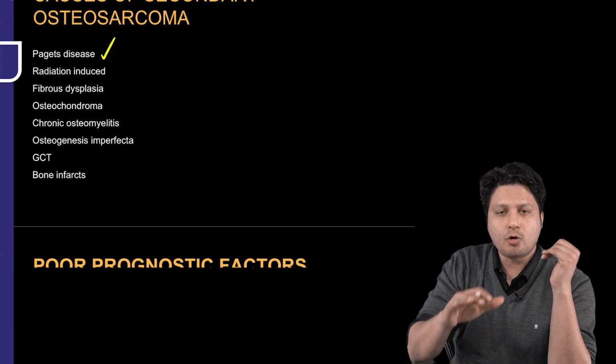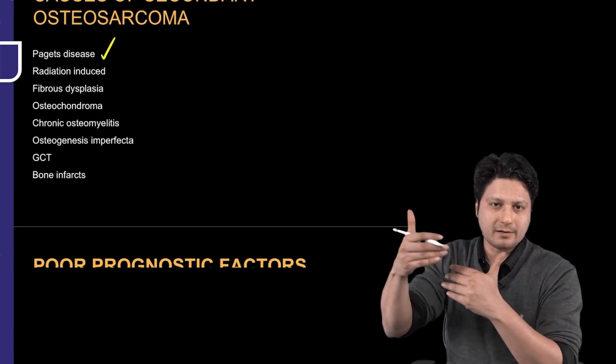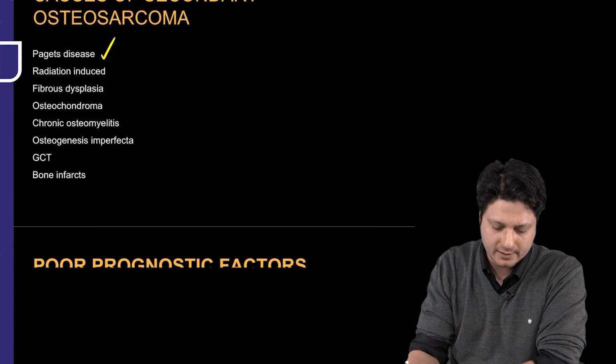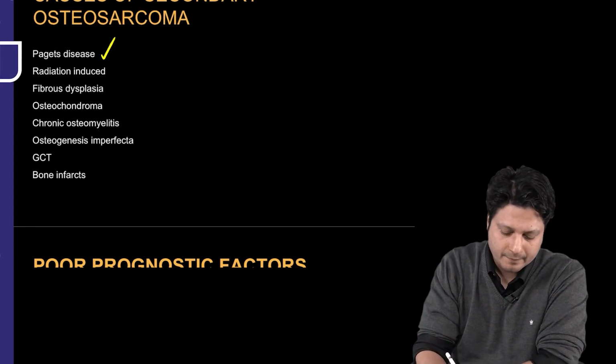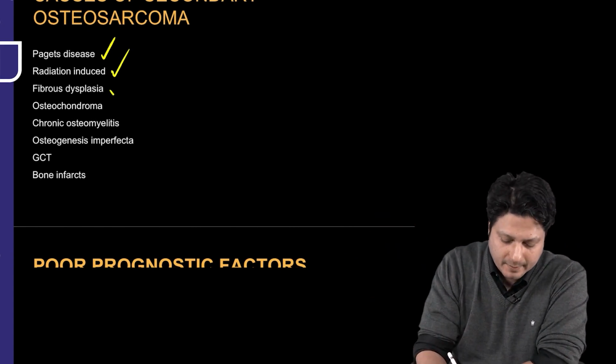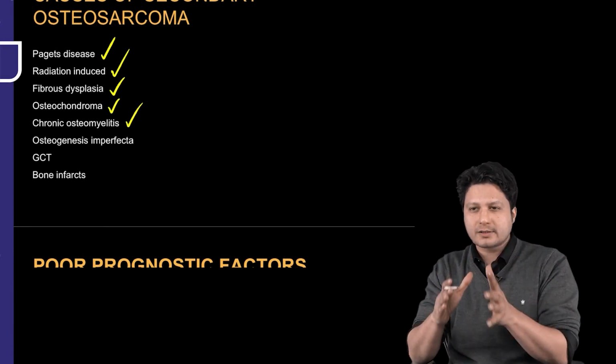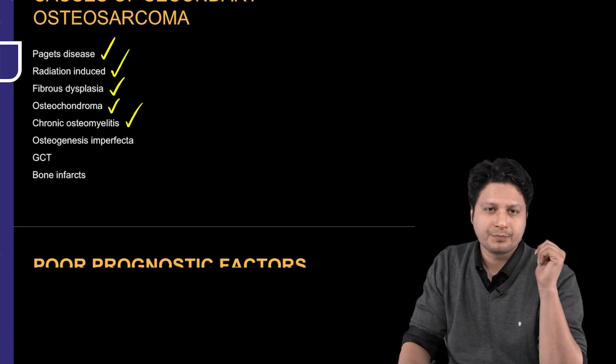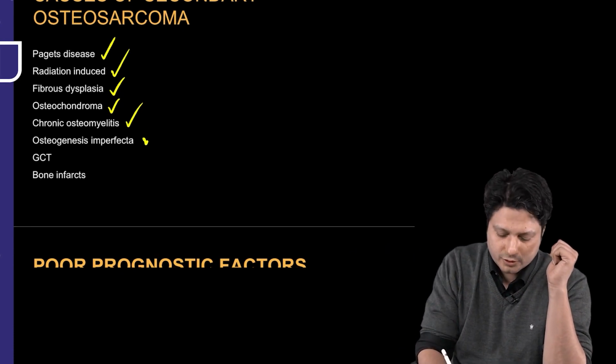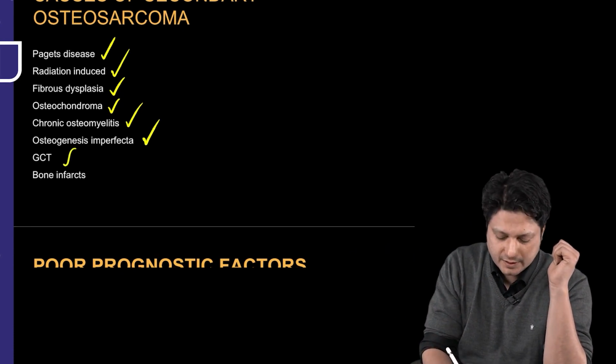Paget disease. All of you know osteitis deformans. It can emerge as an osteosarcomatous lesion, a secondary osteosarcomatous lesion. Radiation-induced, fibrous dysplasia, osteochondroma, even chronic, long-standing osteomyelitis can lead to osteosarcoma. Then osteogenesis imperfecta, GCT, and bone infarct.